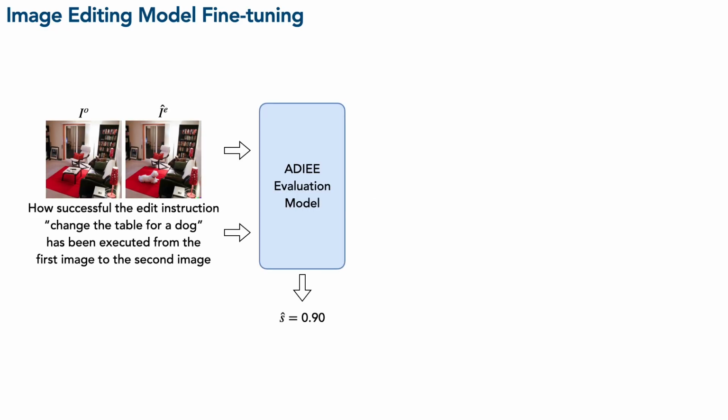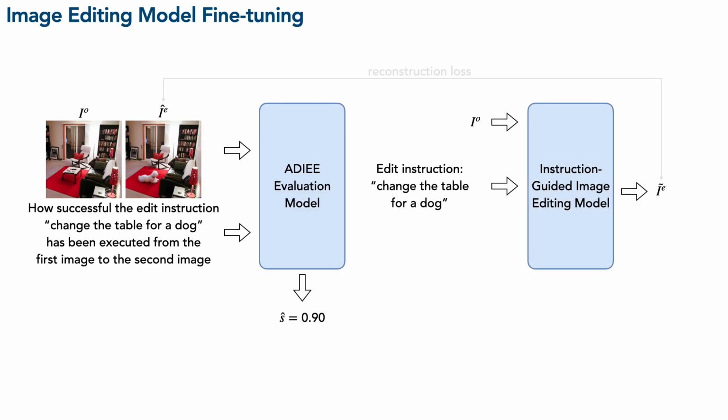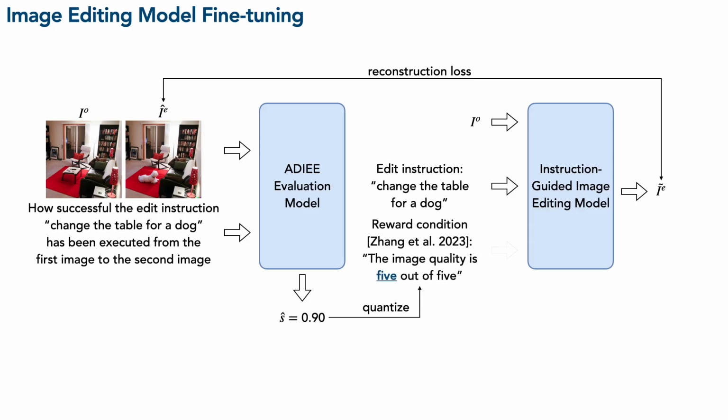We also use this evaluator to improve editing models. Recall that instruction-guided models are trained to reproduce ground truth edits, but low-quality ground truths can introduce noise and hurt performance. So we extend the editing prompt with predicted ground truth evaluation scores. This reward conditioning maximizes the utility of existing datasets and helps guide models toward higher quality outputs.